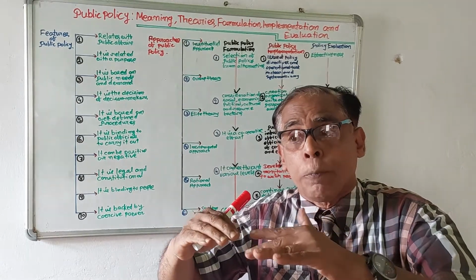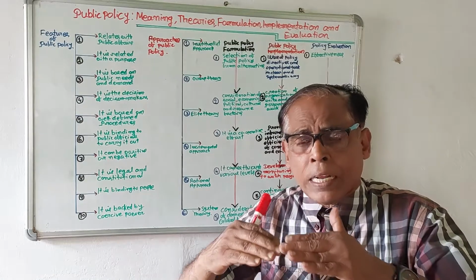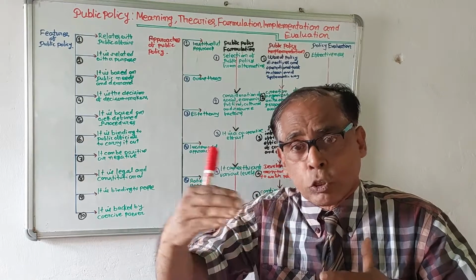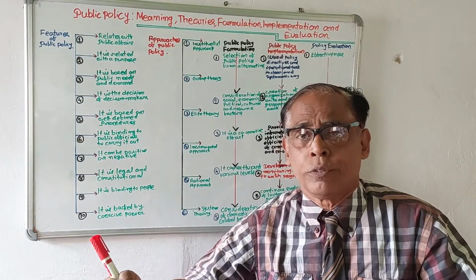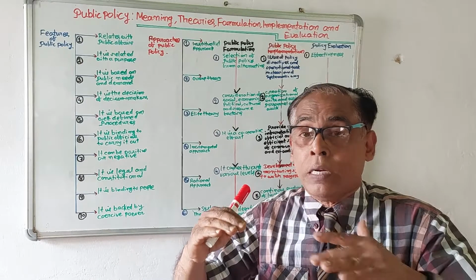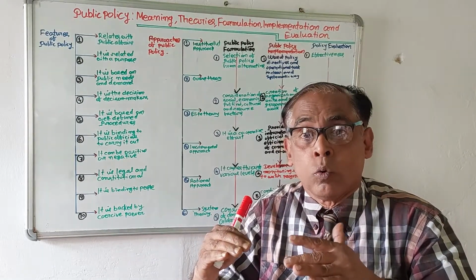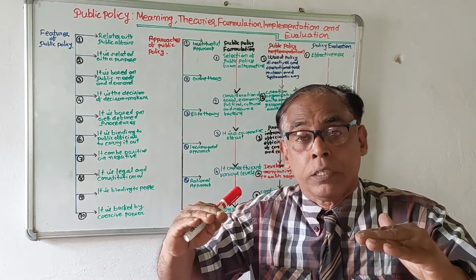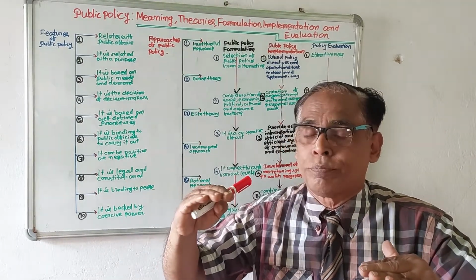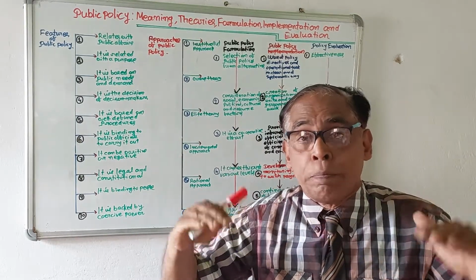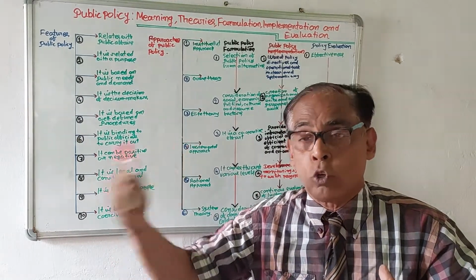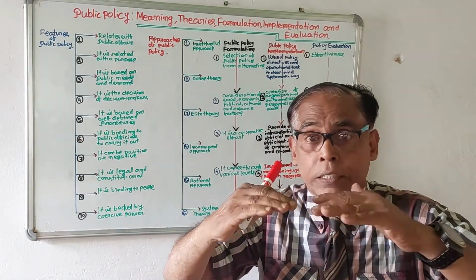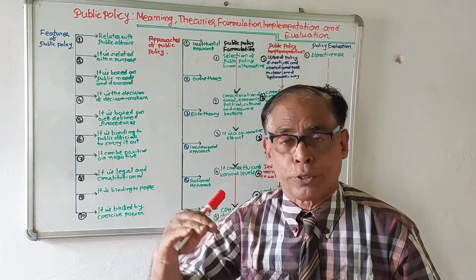Group theory says that whenever public policy is prepared, there will be an adjustment of the demands of different types of groups. In society there are different groups, like peasants' groups, traders' groups, workers' groups. So whenever public policy is prepared, the demands of different groups have to be considered and a balance maintained. Public policy will not be made against the demand of any group, or by ignoring the demand of any group. Public policy is a balance of the demands of all groups.